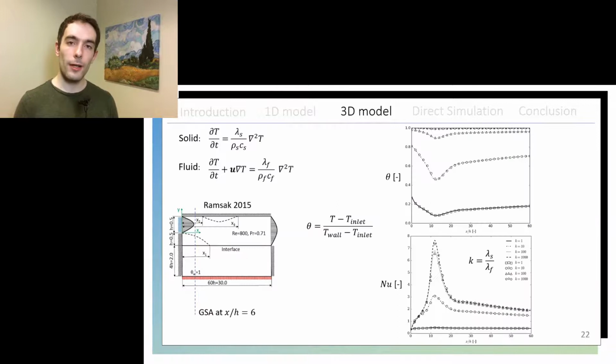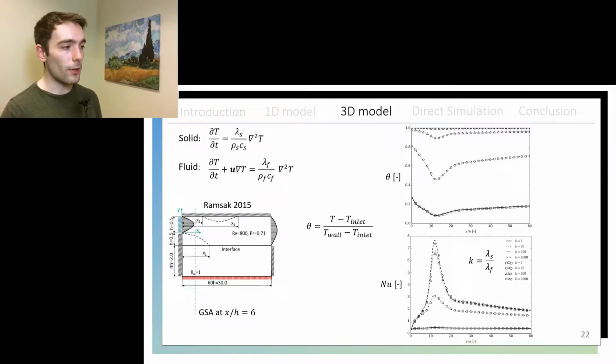Then I had to prove that I could solve correctly the conjugate heat transfer problem, and for that I chose to compare the solution of my solver to a benchmark provided by Ramsack, which consisted in the direct numerical simulation of backward step flow, which had a solid slab at the lower part, and then that solid slab was heated at the bottom at a dimensionless temperature of 1. So the flow is entering the backward step flow with a dimensionless temperature of 0, and it has a very well defined separation and reattachment point of the flow.